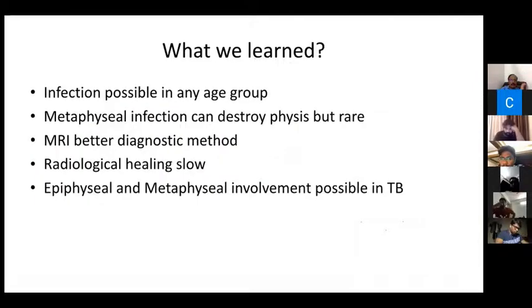The tendency in the younger age group is that it can grow. MRI is the better diagnostic method. There was an MRI which I think has been deleted. Okay, there was an MRI. Then radiologic healing is slow. Then epiphyseal and metaphyseal involvement are possible in tuberculosis. That is what we have learned. So what we are talking about is a benign lesion. We should be able to differentiate benign tumor from infections. That's why this case.